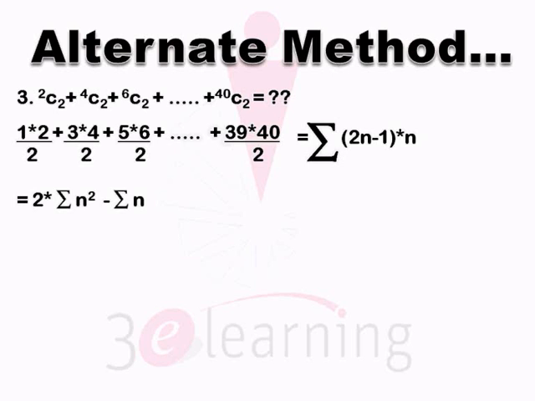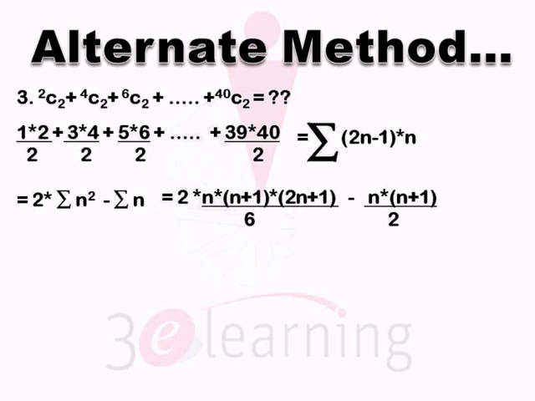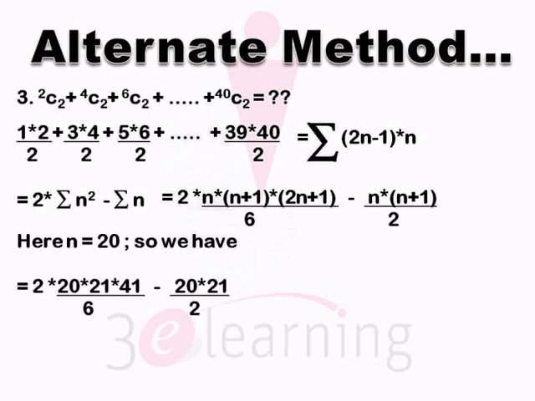If we open the bracket, we will get 2 into sigma n square minus sigma n. By putting the value of sigma n square and sigma n, we will get 2 into n plus 1 into 2n plus 1 by 6 minus n into n plus 1 by 2. Here the general term is 2n minus 1 into n. So by checking the last term, that is 39 into 40, for this we will find n is 20. So by putting n in our outcome of sigma, we will get 2 into 20 into 21 into 41 by 6 minus 20 into 21 by 2. Further solving, we will get 5530.